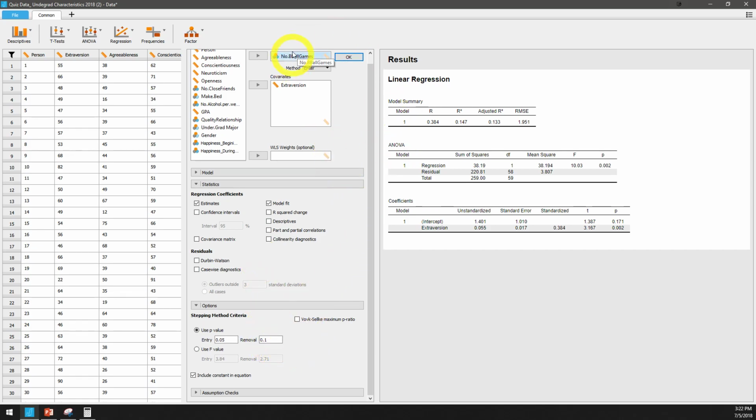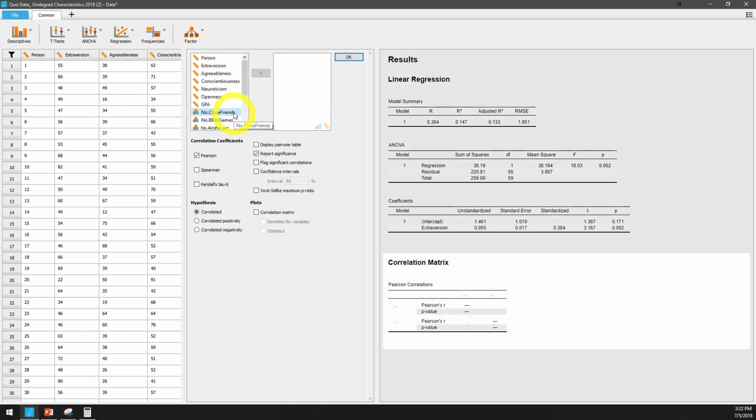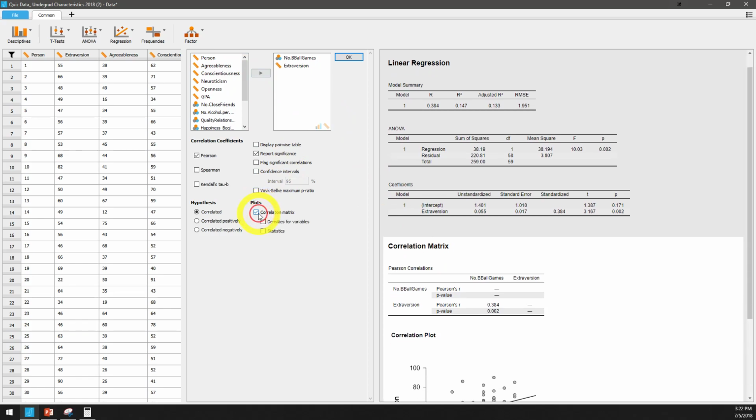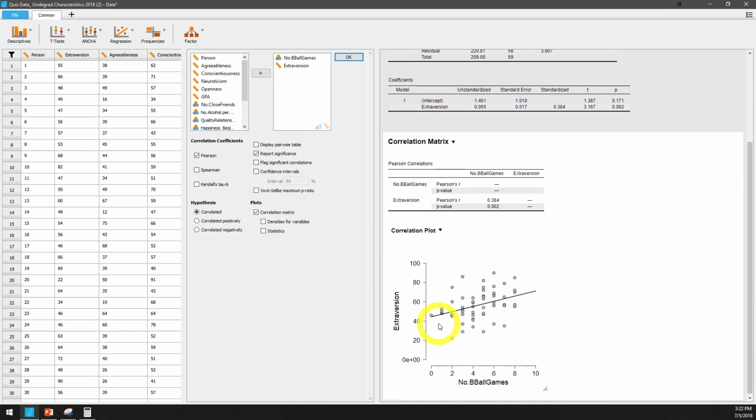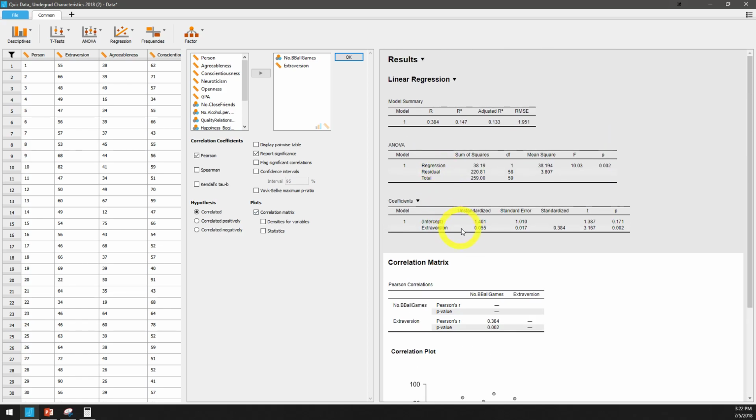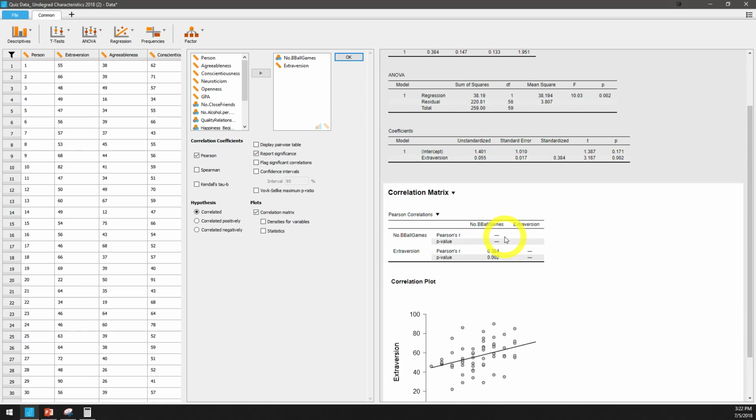If you needed to do a plot of these two variables, you could easily come over here in the correlation matrix and just choose number of basketball games attended and extroversion, and then ask for correlation matrix plot, and there you go. And you can see the trend line is increasing. That's what we would predict based on this regression output. So it's pretty easy to get a regression output in JASP and to get a scatter plot or a correlation plot based on that.